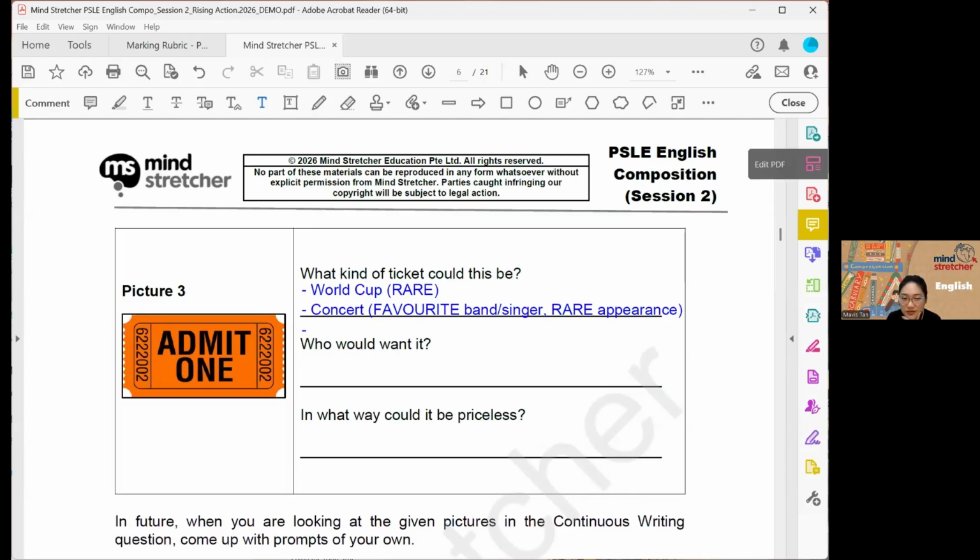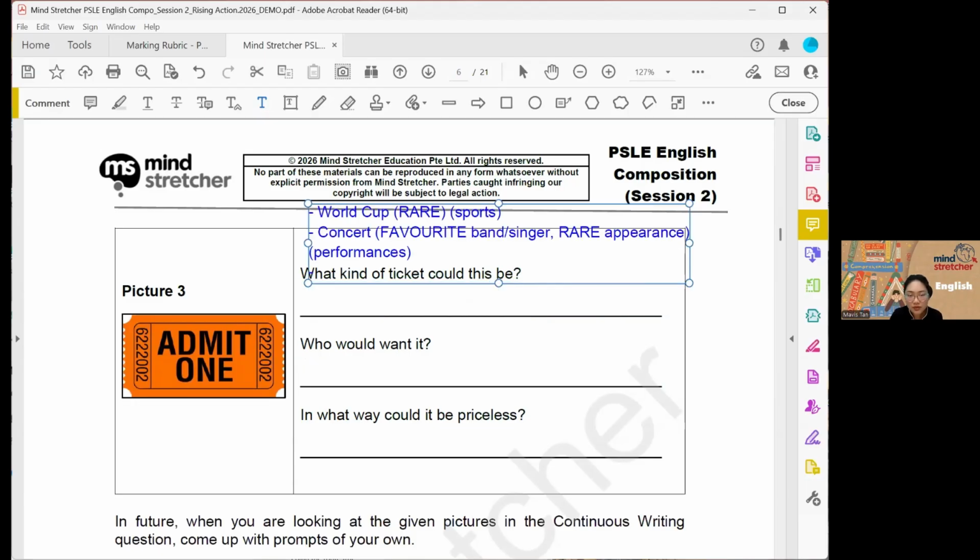Okay, so we have sports events. So I'm just going to put sports. Okay, World Cup's under sports. This one would be under performances. Okay, let me just shift this up so that I have a bit more space. Okay, performances. What else? Musical. That would go under performances, like musicals, plays.